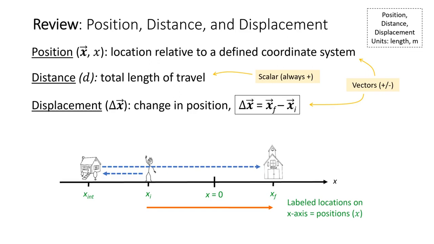Next, we talked about distance. Distance is the total length of travel. And so on the diagram at the bottom here, I would say that the distance is the total length of the two blue lines added together. So that would be the total length of travel.